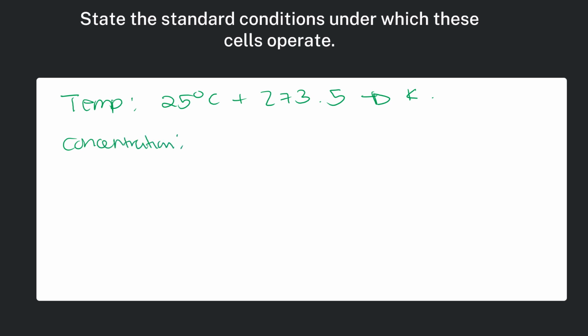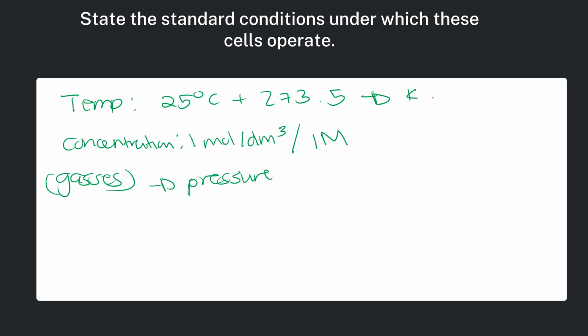State the standard conditions under which these cells operate, and that's the question we answered initially. You have temperature, which is 25 degrees Celsius plus 273.5, and that's going to give you Kelvins. You've got your concentration, which is 1 mole per decimeter cubed, or we can say 1 molar. That just means that each liter of the solution has 1 mole of the electrolyte dissolved. And we have our gases. If we have gases, we then consider pressure, and the standard pressure that we expect is 1 atm, which is the normal atmospheric pressure.